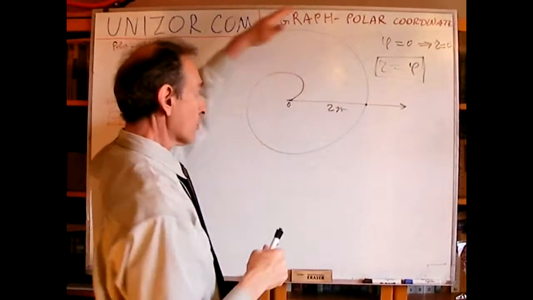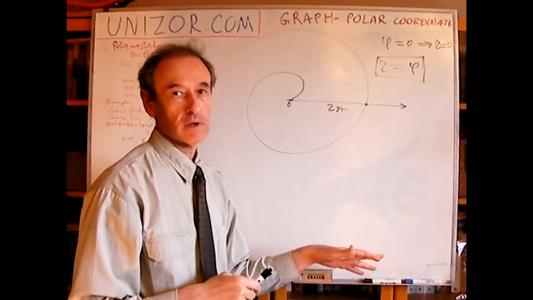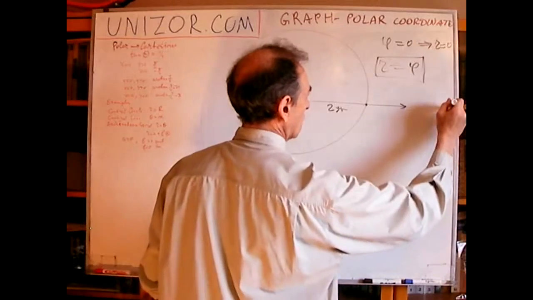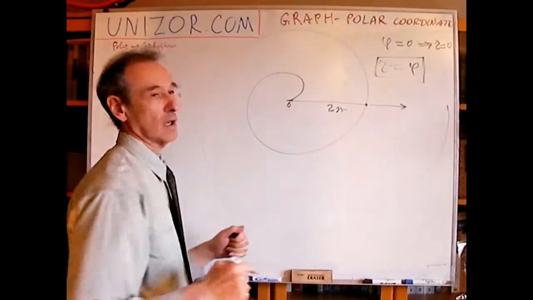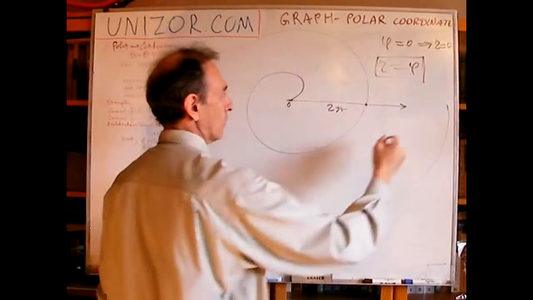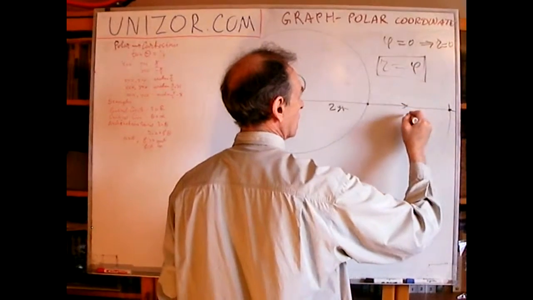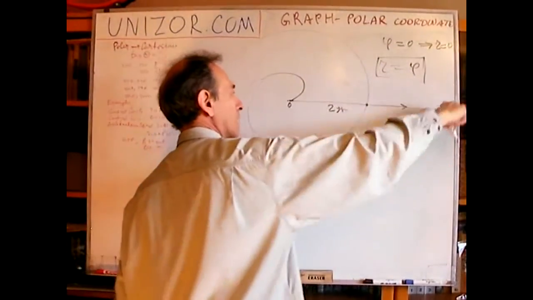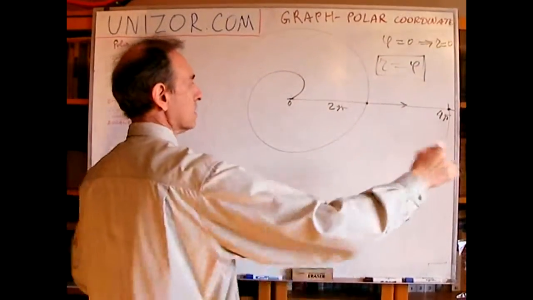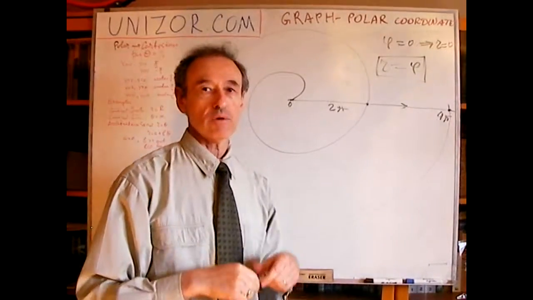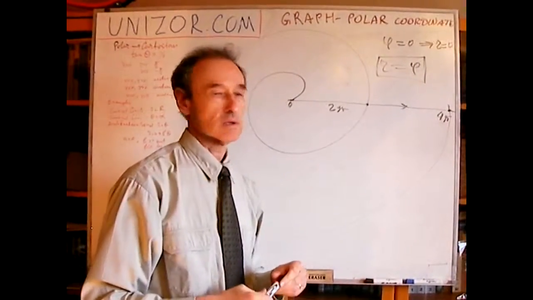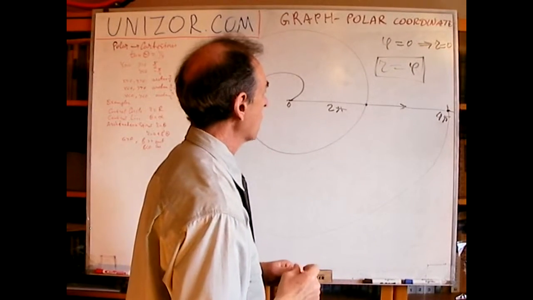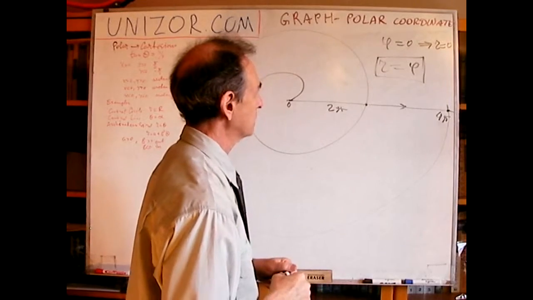But then I can increase phi even further. Now, when it goes to the second rotation, I will have a point here, which is 4 pi now. 2 pi, and again 2 pi, etc., etc. So it's growing this way. This is how the spiral is increasing in radius. So it's called the Archimedean spiral.